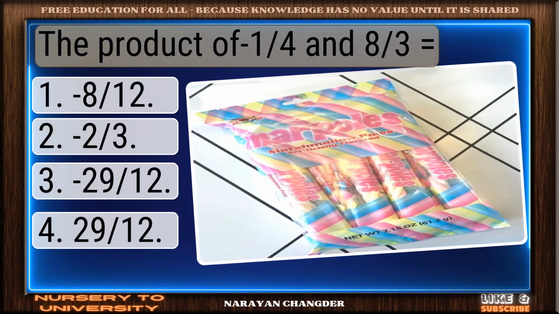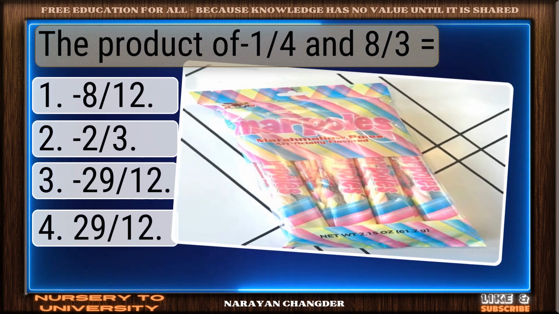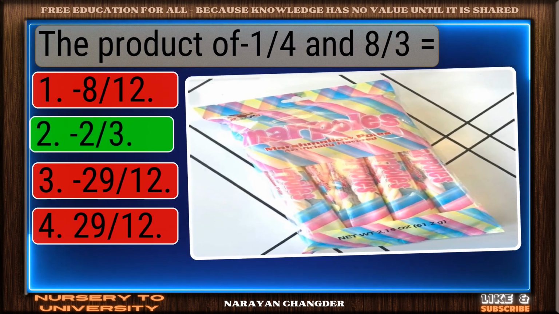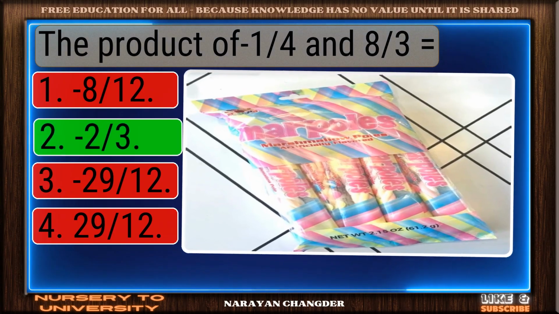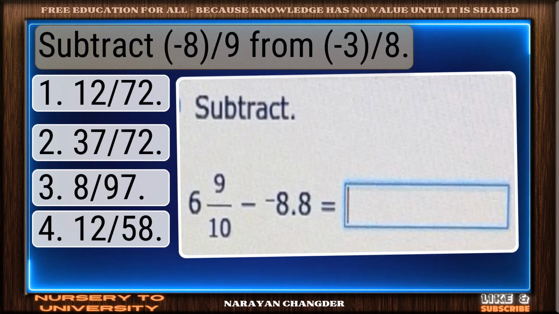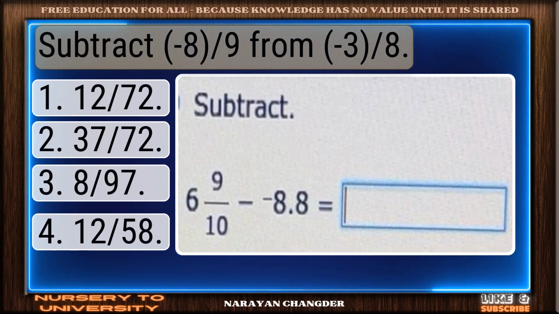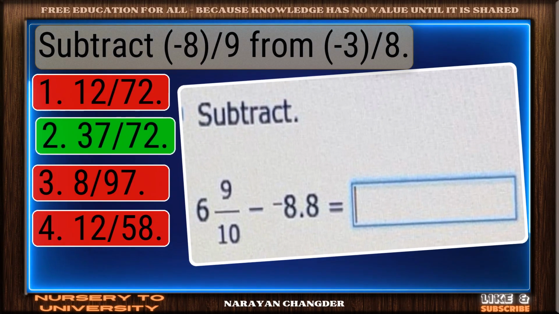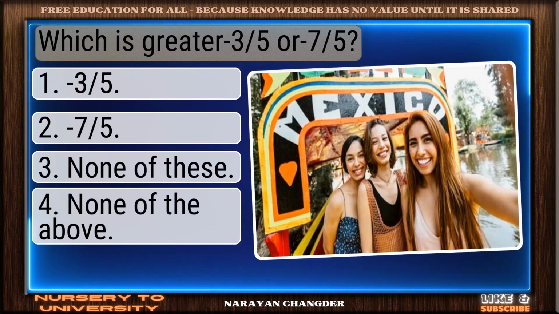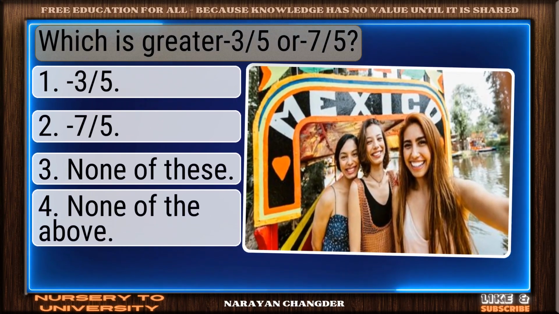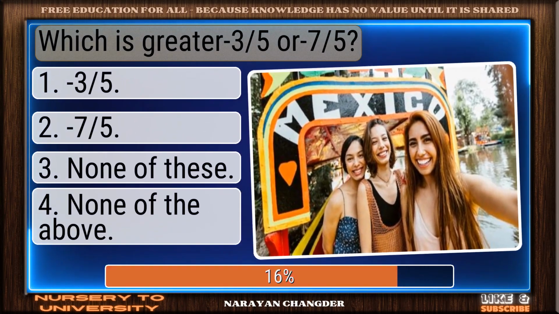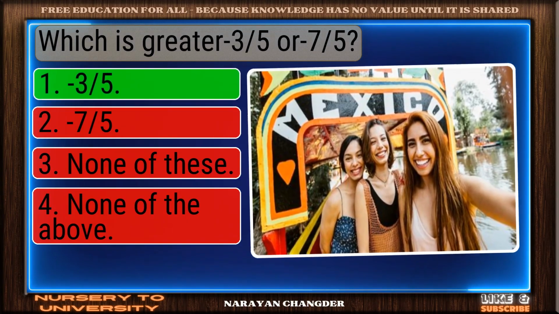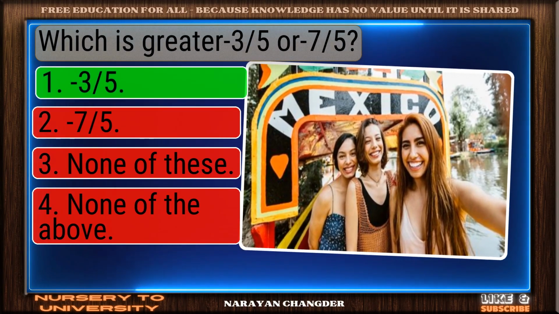Question number 149. The product of 1 die 4 and an 8.3 equal to? Well reasoned. 2.3 is the correct choice. Question number 150. Subtract die from A. You got it. Your choice 37.772 is right. Question number 151, which is greater 3.5 or 7.5? Sharp thinking. 3.5 is the right choice.